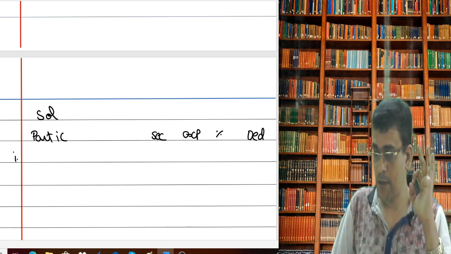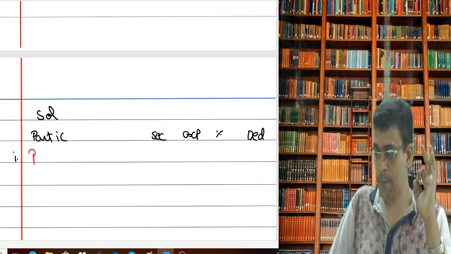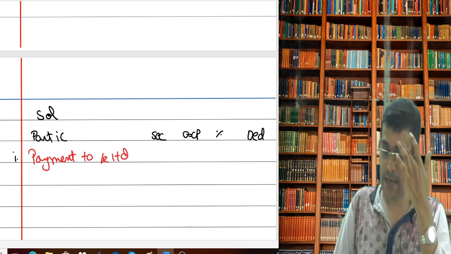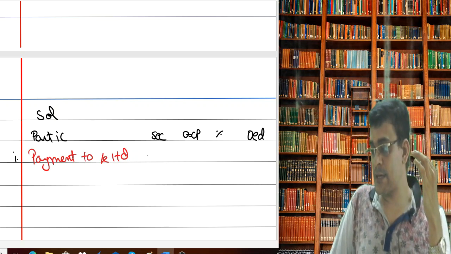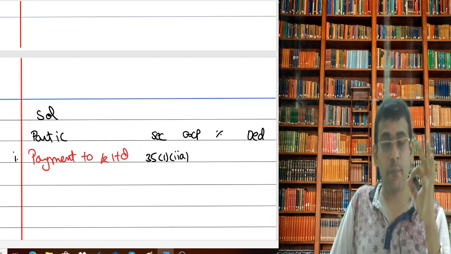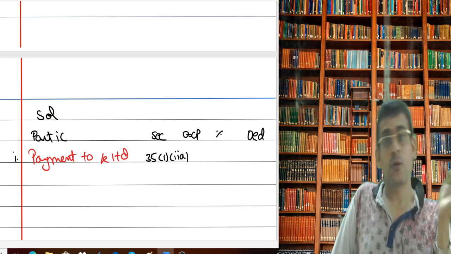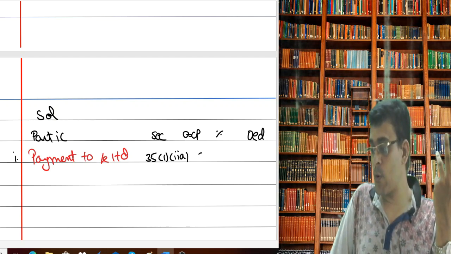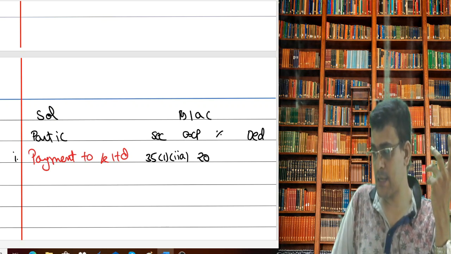First case, first point. What is the first one? Payment to K Limited. So payment is happening to K Limited. Which section? As I have mentioned, any payment to a company under 35 subsection 1 2A, as it is a company, even though it is approved and doing scientific research, what is the percentage you can take? 100. What is the amount he is making? 20 lakhs. Let us consider rupees in lakhs here also.